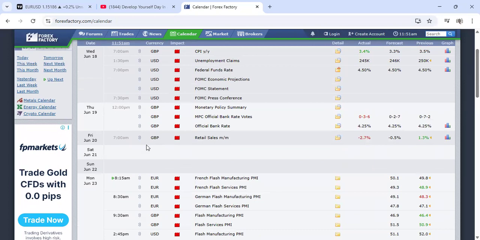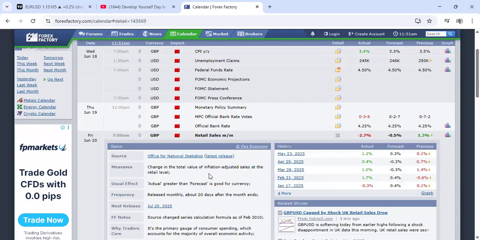Today, Friday, around 7 a.m., there was retail sales, let's open it. We're seeing the change in the total value of inflation adjusted sales at the retail level. Actual greater than forecast is good for currency. The forecast was 0.3. Now the actual is 1.2. So it means GBP USD will have a lot of movement going to the upside.